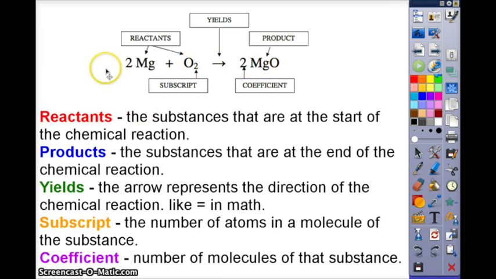The other number, in front of the substance, is called the coefficient, and that tells you how many molecules there are, how many groups of MgO there are. So MgO would be one group, and there are two groups of them, two molecules of MgO, or two molecules of Mg in this situation.